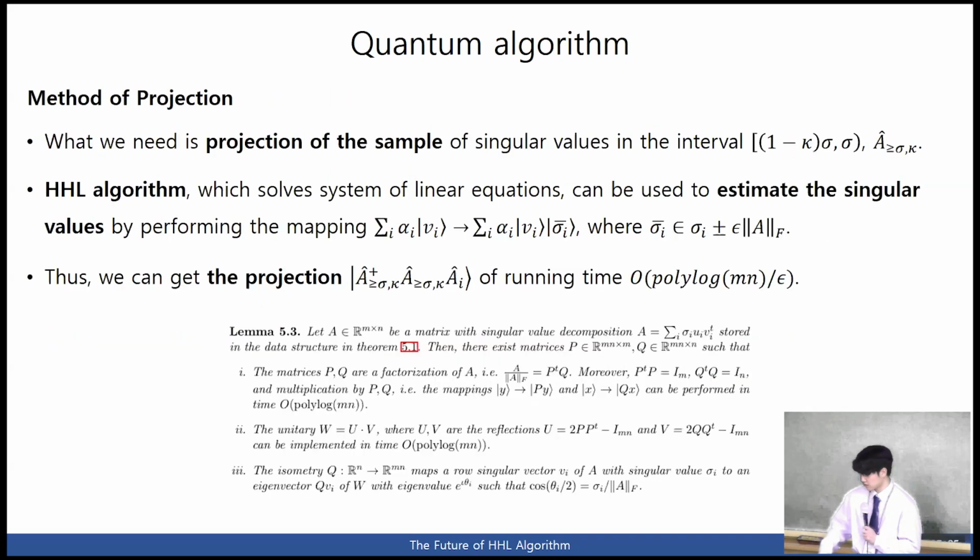From the method of projection, like I discussed before, what we need is a projection onto the sample of singular values in the interval. The HHL algorithm, which solves the system of linear equations, can be used to estimate the singular values by performing the mapping, because it estimates whether sigma lies in the specified range. This allows us to project the sample data efficiently, achieving accurate approximation in polylog(mn)/epsilon time.